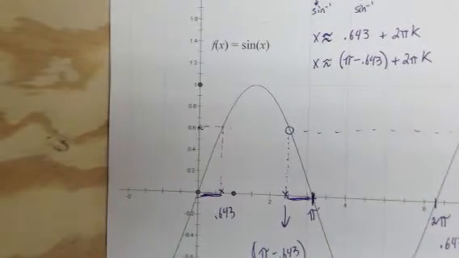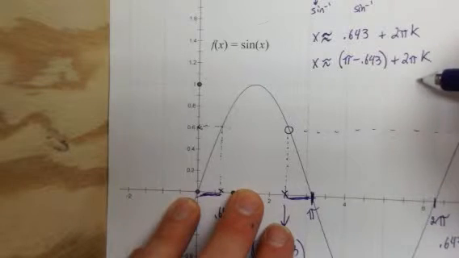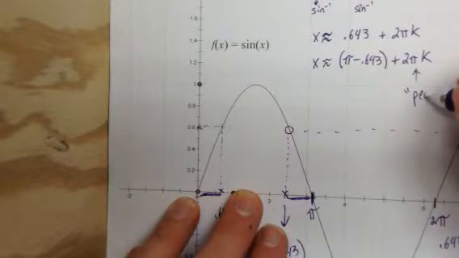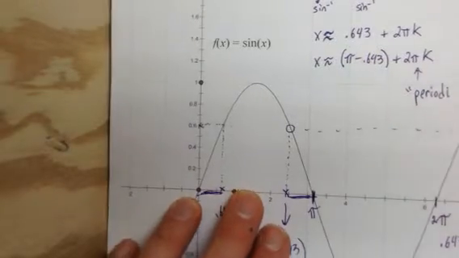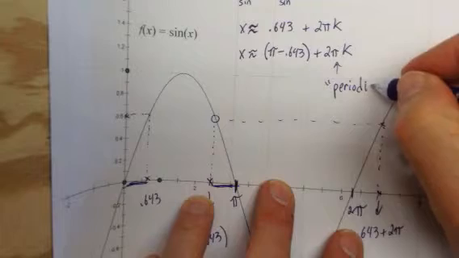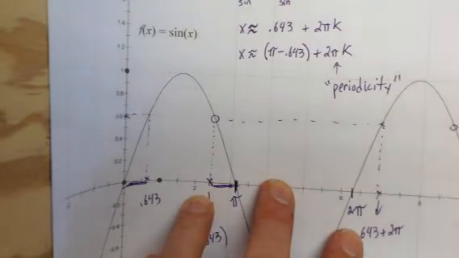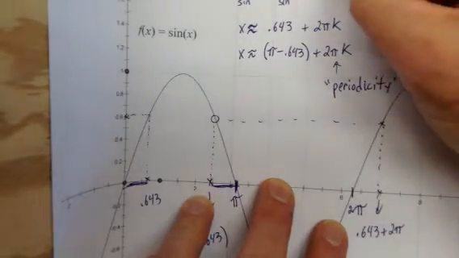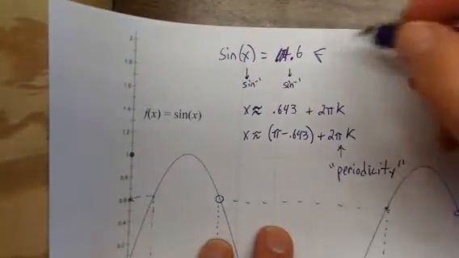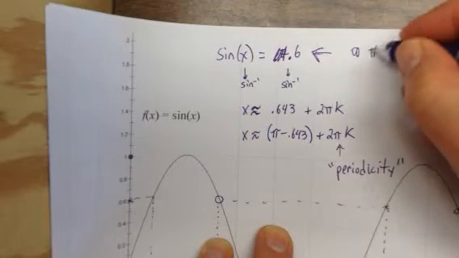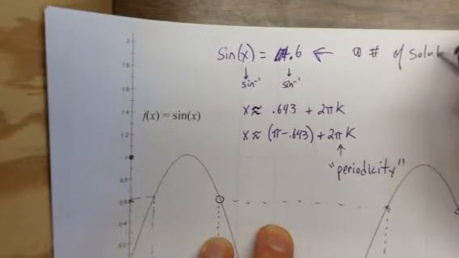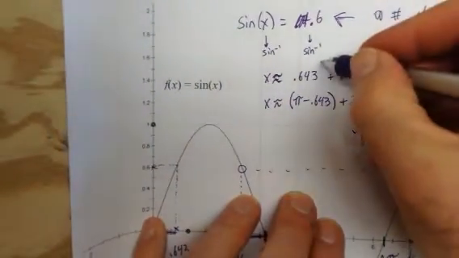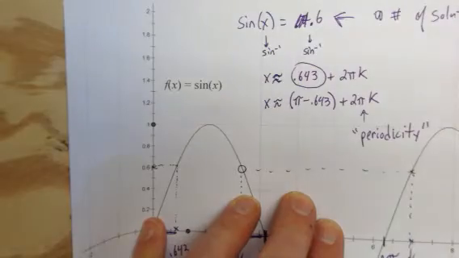Now these pieces here, when we add any multiple of 2 pi, we'll refer to that as periodicity. I know, fancy sounding word. That just means that the solutions recur. There are an infinite number of solutions to the equation we started with. Your calculator will only give you one.